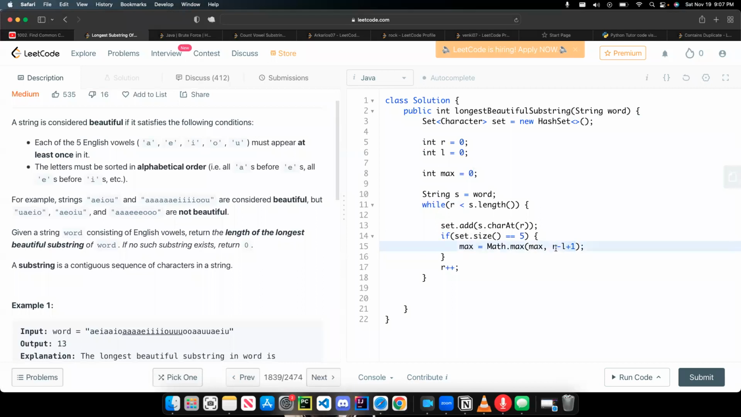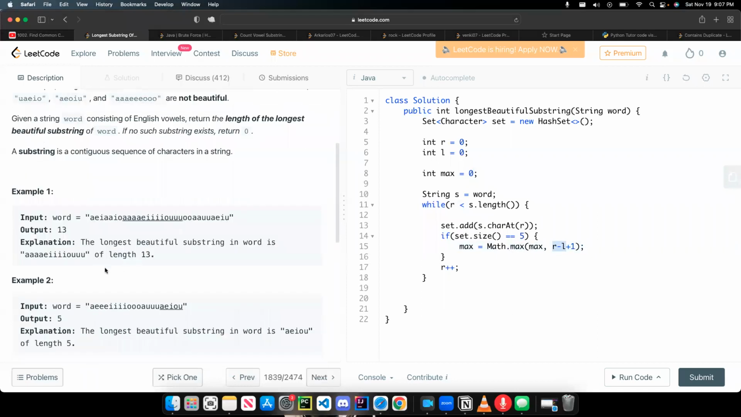If I had indices 0 through 4, the difference would give me 4, and then I'd add 1, so the length of that would be 5. That makes sense because indices 0 through 4 do have a length of 5: 0, 1, 2, 3, 4, 5. So the length is 5, but the maximum index is actually 4.